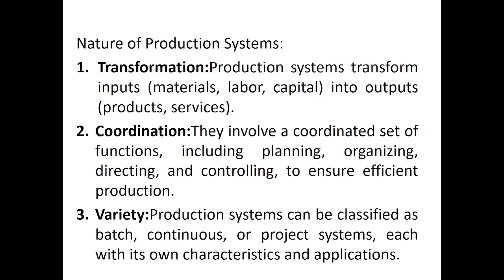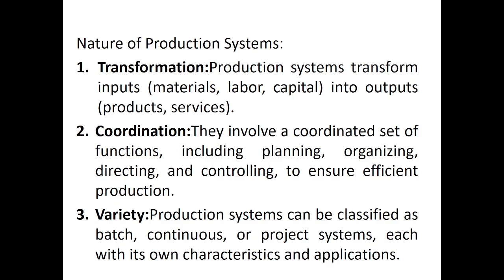Production system क्या है? Production systems transform inputs, that is raw material, labor, capital, into output: production, products and services. This is called the transformation, जिसमें आपका materials, labor, capital पूरा इंक्लूडेड है। लेकिन आउटपुट में क्या आता है? आउटपुट में टू इंपॉर्टेंट चीजें हैं. व्हाट इज दैट? The product and services. Only two important are there, that is product and services.